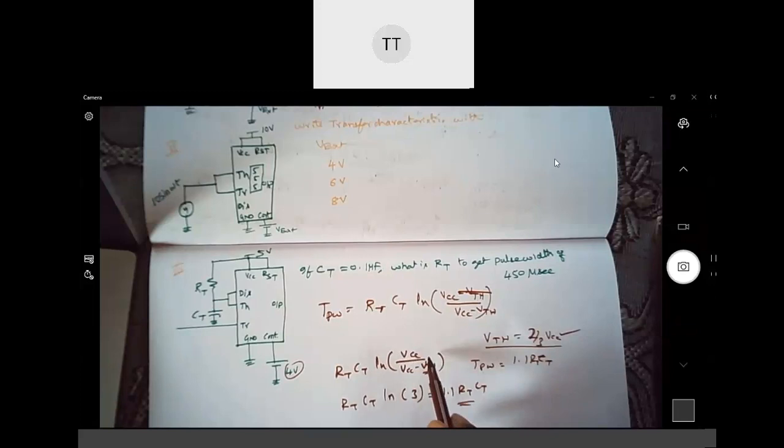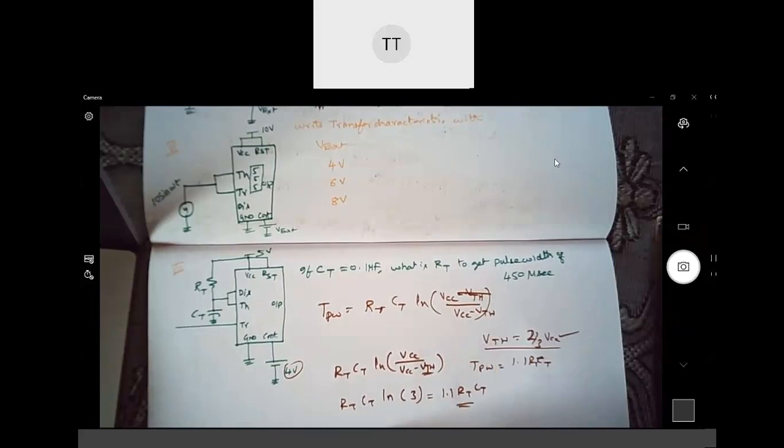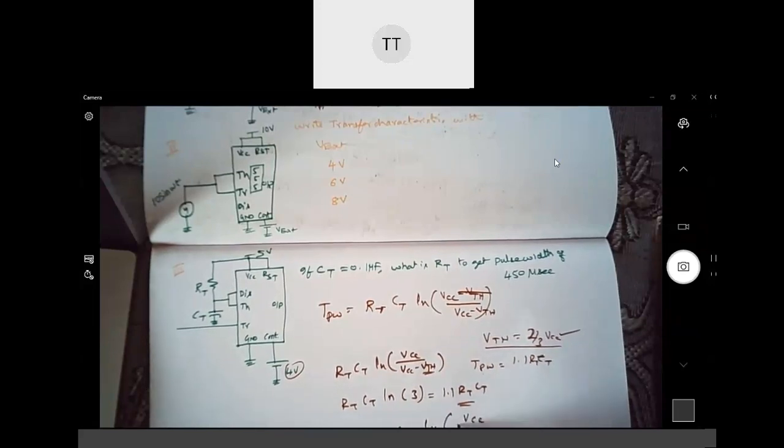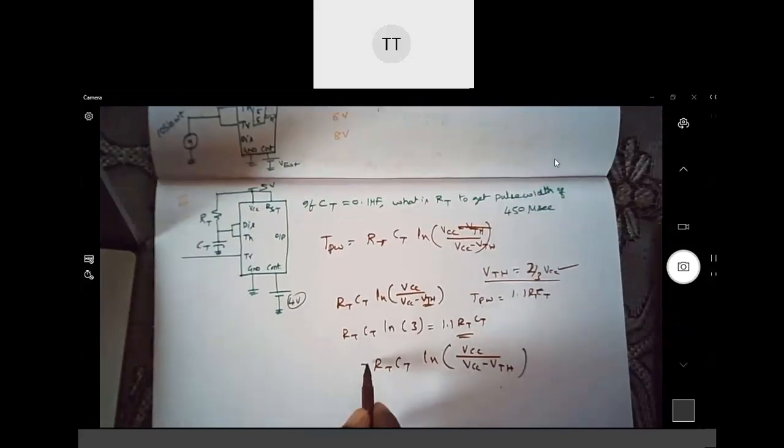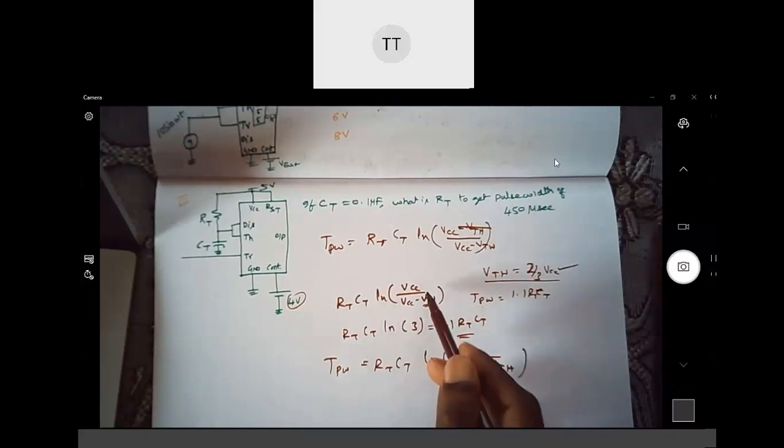Of course, you need this value to be 3. Suppose you write it as VCC minus VTH by VCC. So the expression now is TPW equal to RT CT ln of VCC by VCC minus VTH. Am I correct? Of course, you can derive this also. Now, suppose you have any confusion whether it is VCC minus VTH or VCC so and so, then you can simply use this thumb rule and you are supposed to get ln of 3 when VTH is equal to 2/3 of VCC. Done?